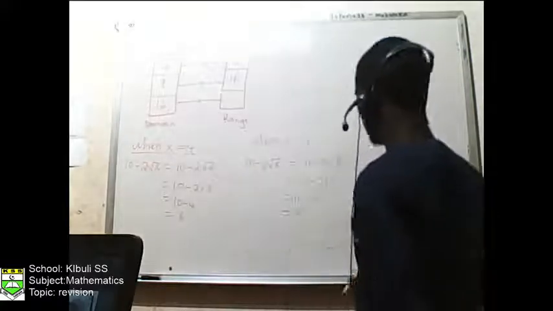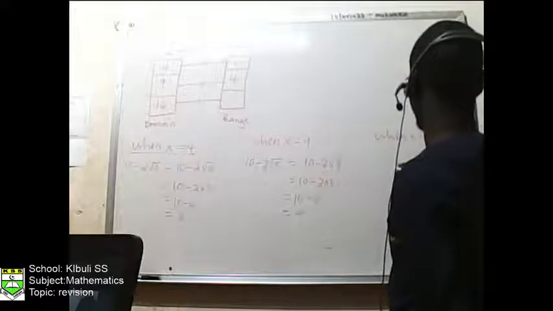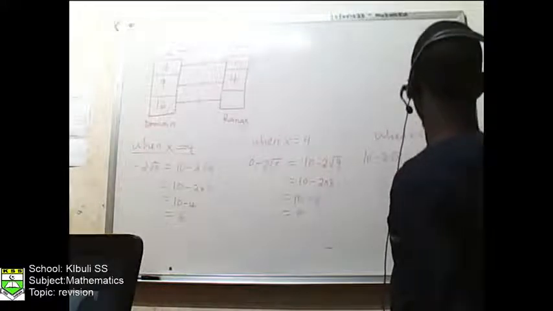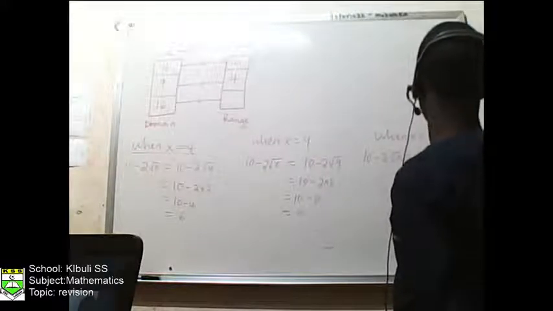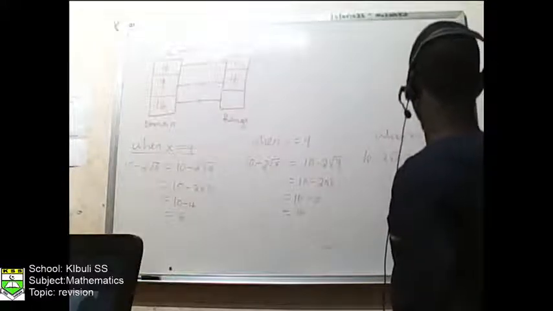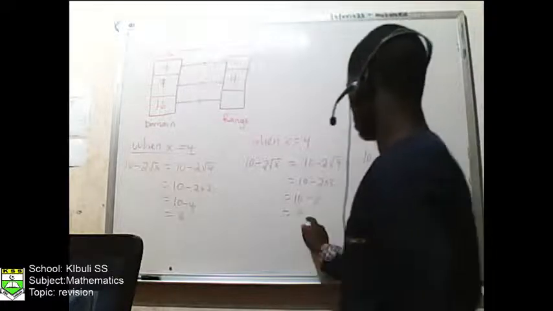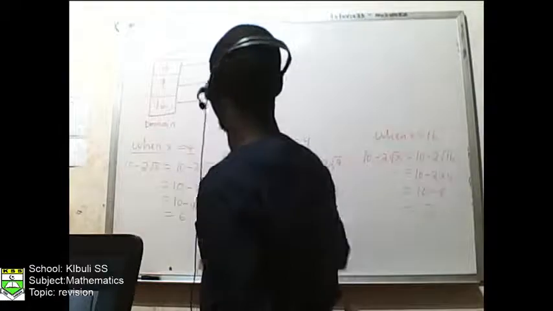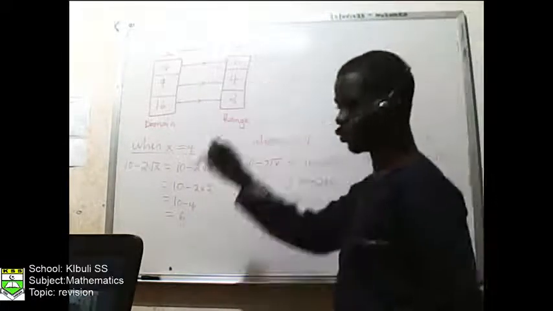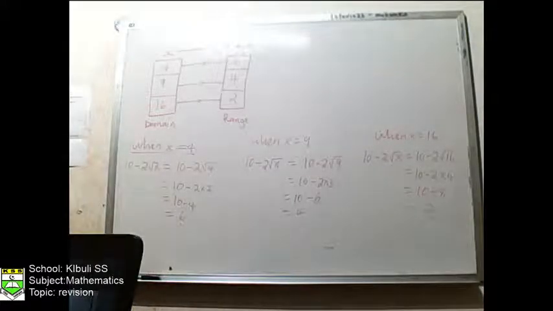We proceed when x is equal to 16. So 10 minus 2 into root x is equal to 10 minus 2 into root 16. This is 10 minus 2 times 4. This is equal to 10 minus 8, and finally this will be 2. So the answer there is 2. So the values for the range are 6, 4 and 2. You've come up with the range values after using the domain.